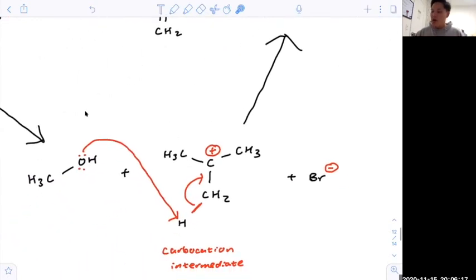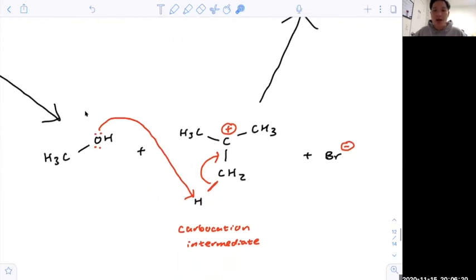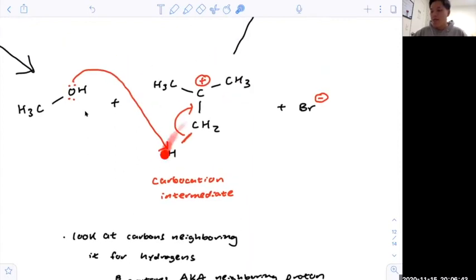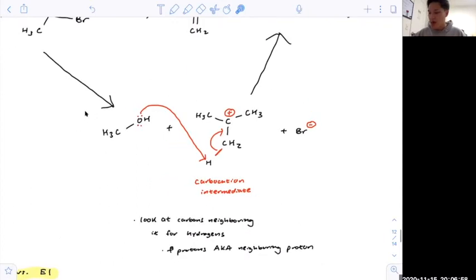So how do I know which hydrogen to take? You look at the neighboring carbons for their hydrogens. These are called beta protons or neighboring protons. So you look at a neighboring carbon, and if it has hydrogens that you can take, that can form an E1 alkene. Because these are all methyls, it doesn't matter if I take it from here or here, they're all going to be the same compound. But you'll see later on that you will have different products, and you will have to determine which one is your major product, okay?